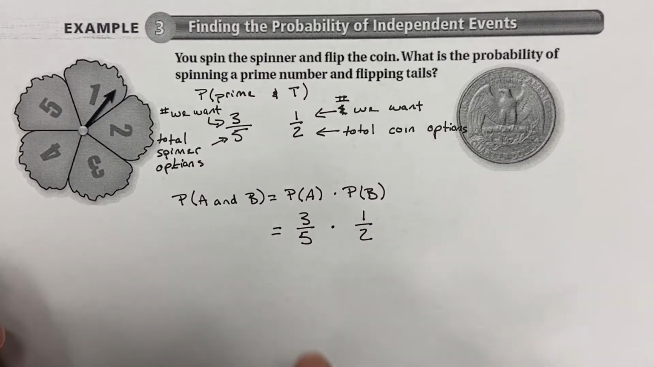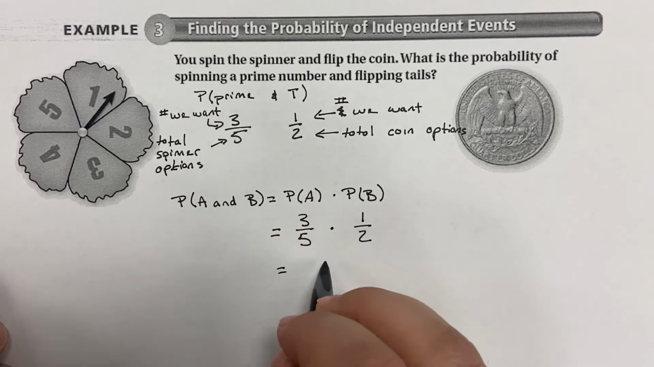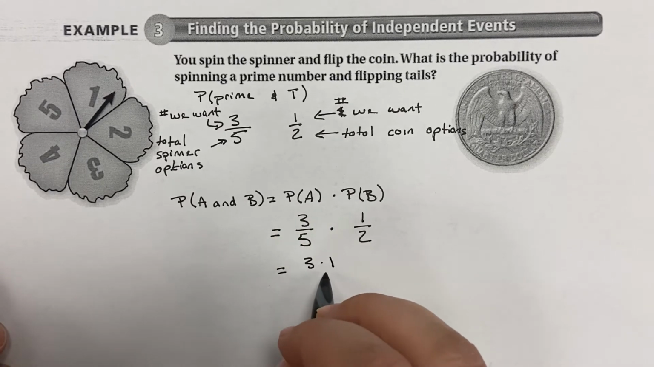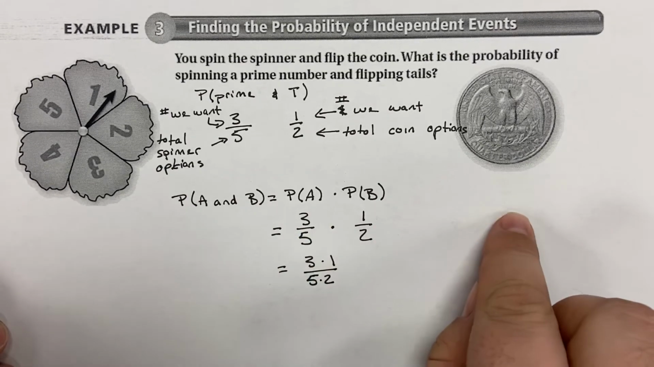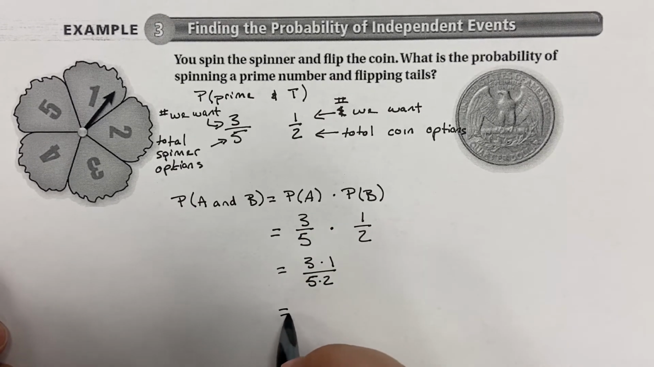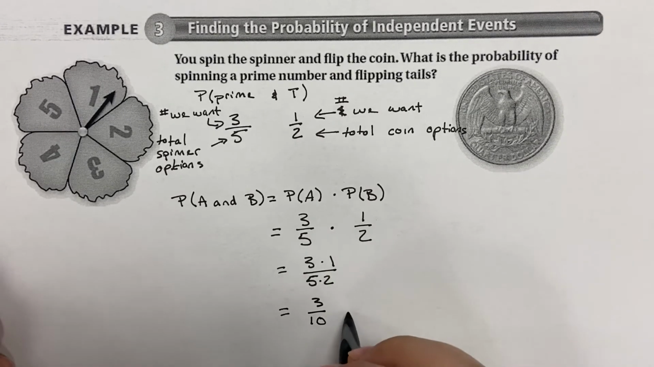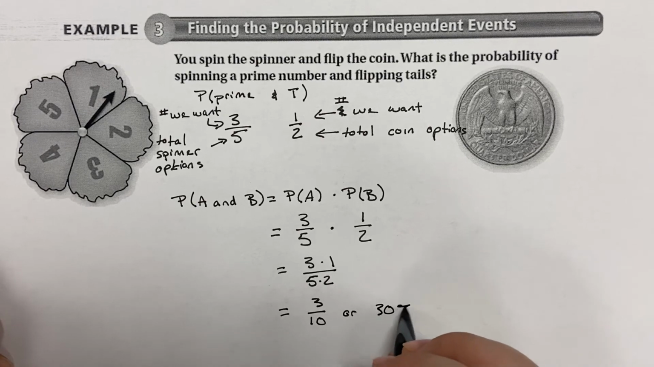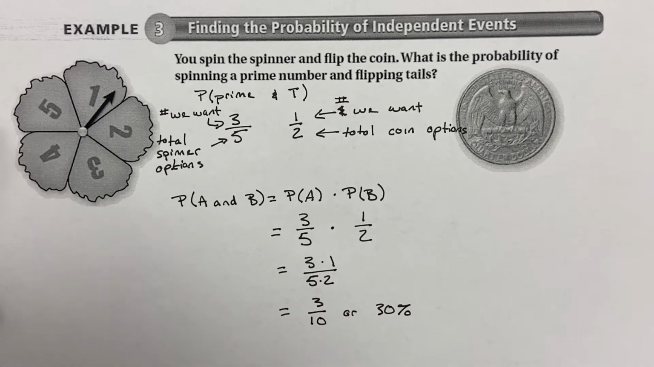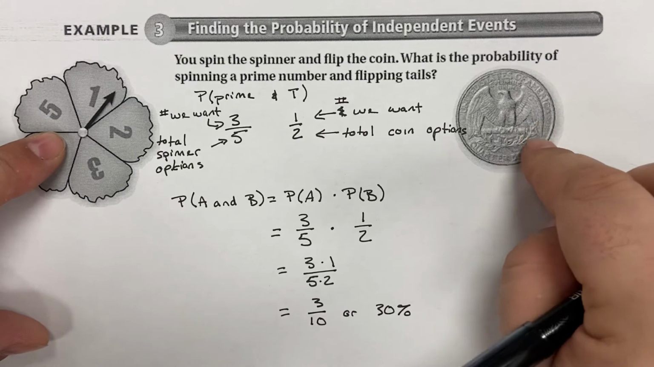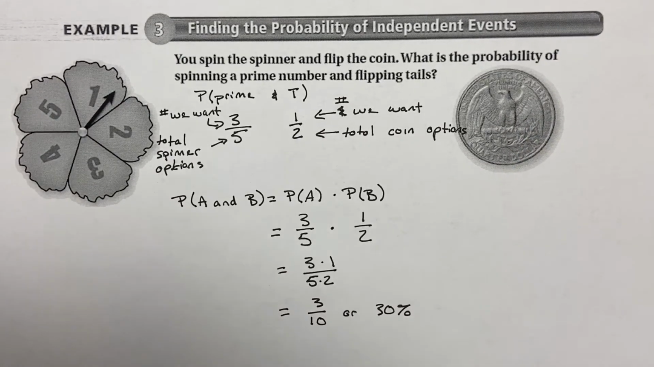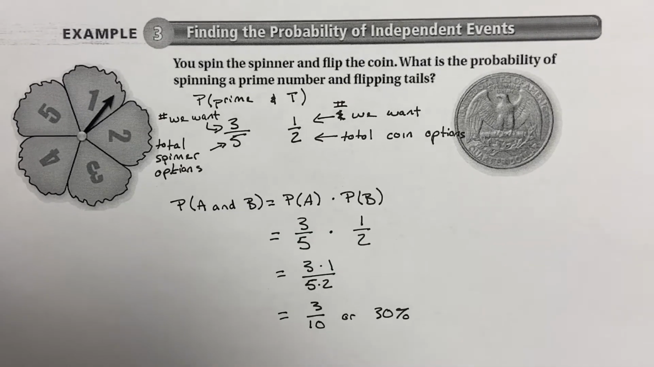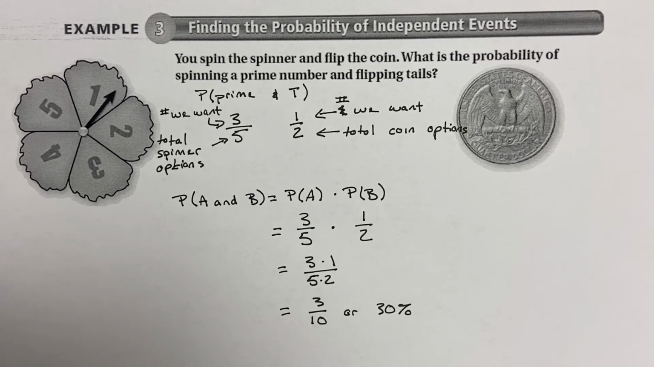When we go one step further, we find that this is the same thing as 3 times 1 over 5 times 2, because we multiply straight across. That's going to give us 3 over 10, or 30%. So the probability of spinning a prime number and flipping tails on a coin is 30%, or 3 out of 10. Now pause the video and copy what is on your screen into your notebook.